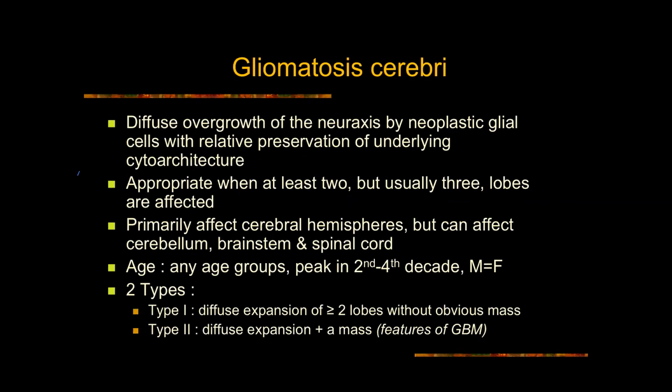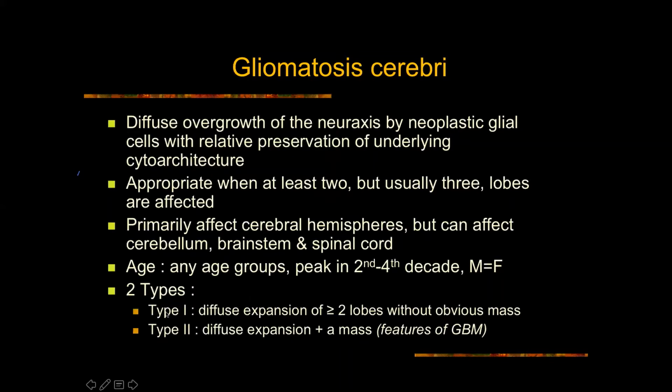It is no longer an entity in the WHO classification. So what we still use, I still use it mainly to describe the extent of the tumor. Gliomatosis in the past used to be described as an overgrowth of the neuraxis by neoplastic cells that tend to affect at least 2 lobes, usually 3. The contiguous involvement of grey and white matter can be just very, very diffuse signal abnormality. It can also affect the cerebellum, brainstem, and spinal cord.